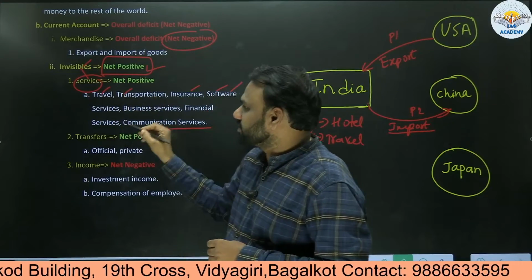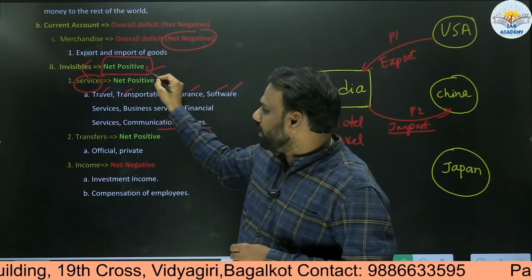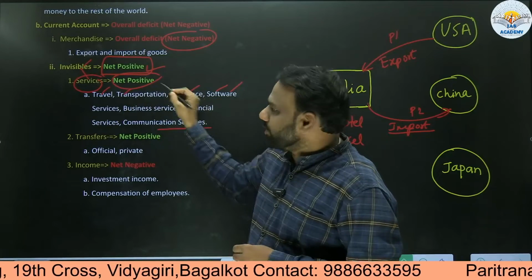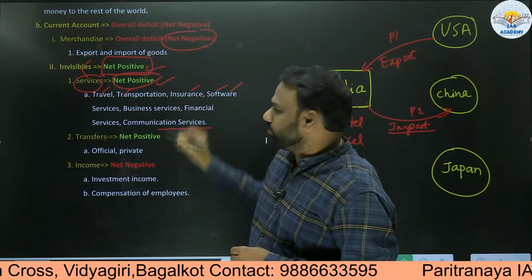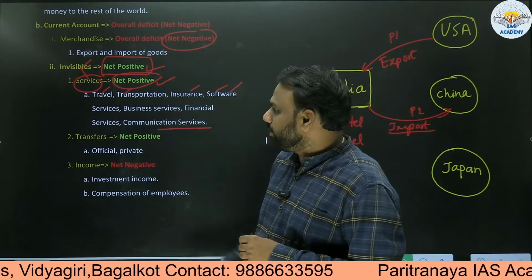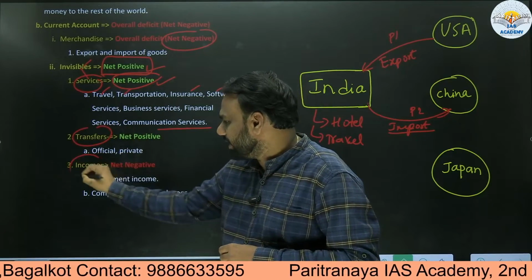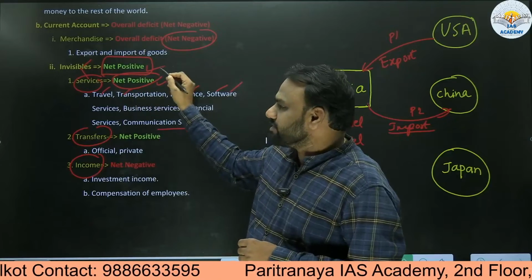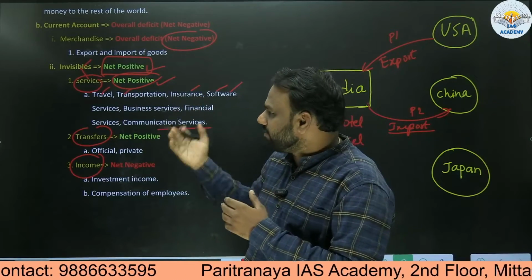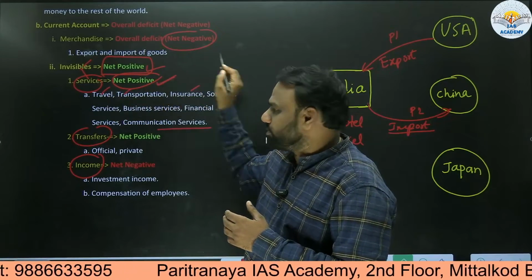So this was about one component of invisibles: services. Within invisibles, we saw an example of a service. When it comes to services, it is net positive. Because apart from services, we have two more components. One is transfer, another one is income. So total invisibles is net positive. Within invisibles, services is also net positive.